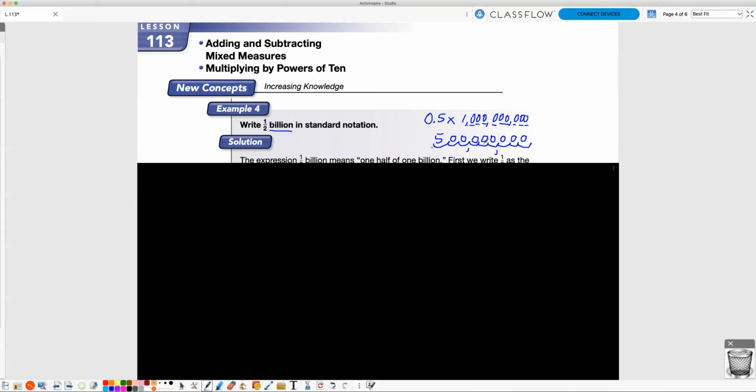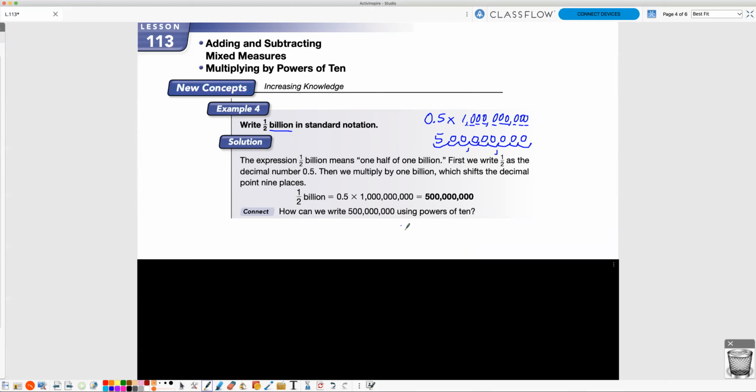So in this case, using powers of 10, you could write that as 5 times 10, and you count how many zeros there are. 1, 2, 3, 4, 5, 6, 7, 8. That'd be 5 times 10 to the 8th. So a half a billion is the same as 500 million, or 5 times 10 to the 8th power.